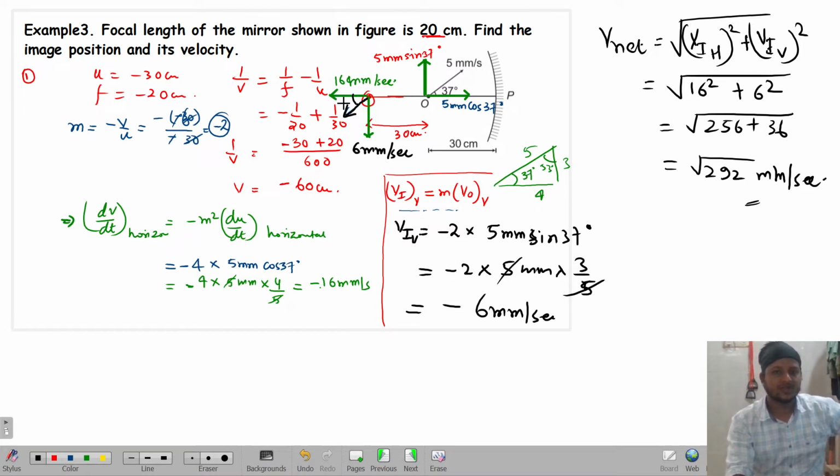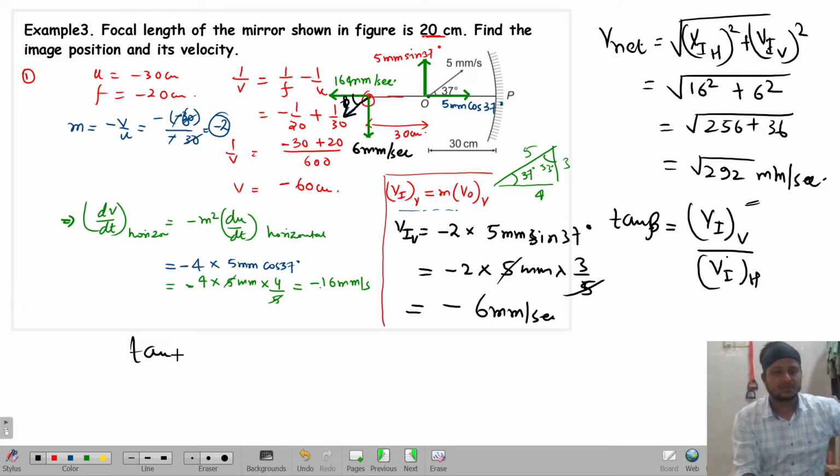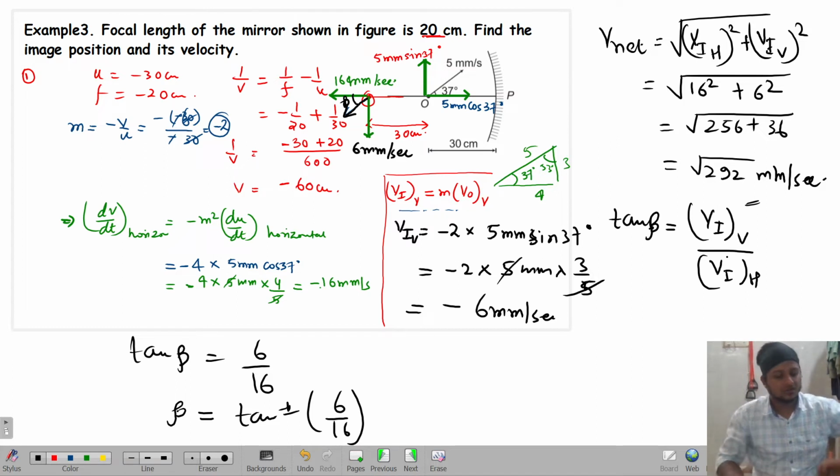Now this velocity is making some angle beta with respect to the horizontal. So you can calculate tan beta. Tan beta is going to be how much? It is velocity of image vertical divided by velocity of image horizontal. So tan beta is equal to 6 by 16. If someone asks you at what angle with respect to the principal axis the image is moving, it should be tan inverse 6 by 16. Got it or not?